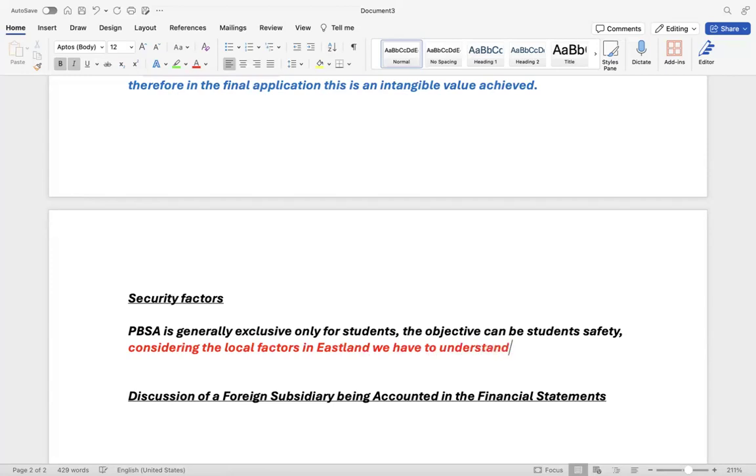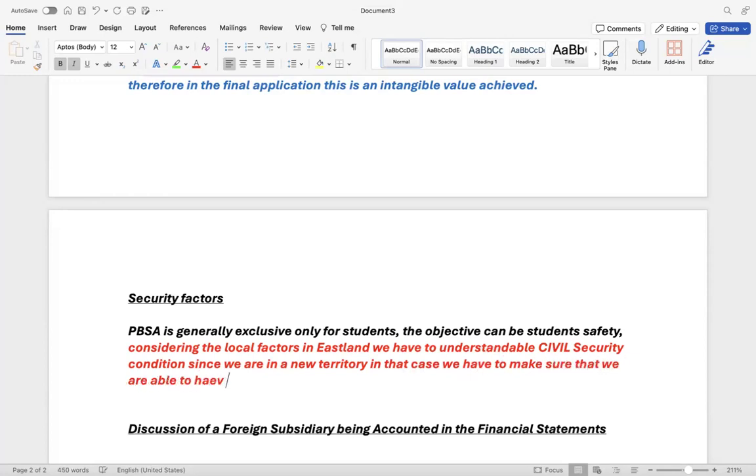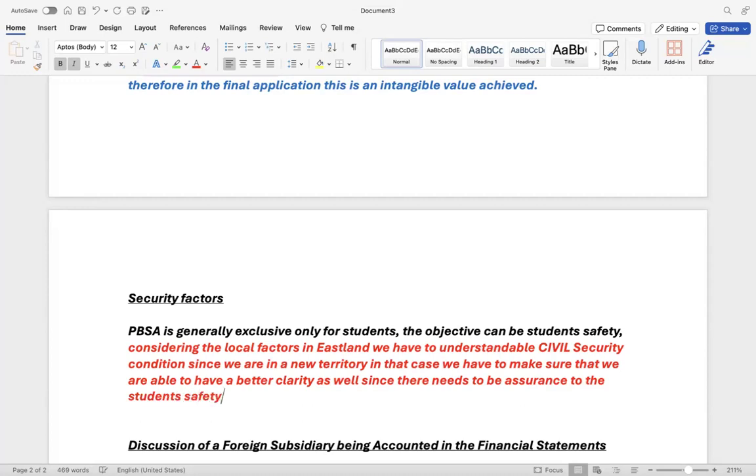the civil security conditions, because civil security is very, very important. That is internal security, students. Since we are in a new territory, in that case, we have to make sure that we are able to have a better clarity as well, since there needs to be assurance to the students' safety, because that is very challenging.